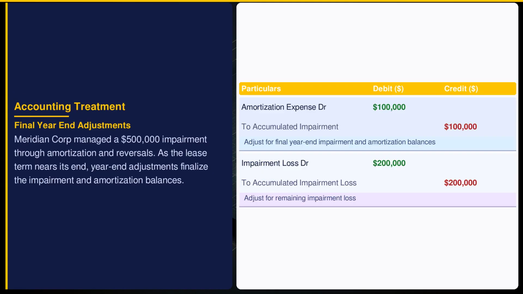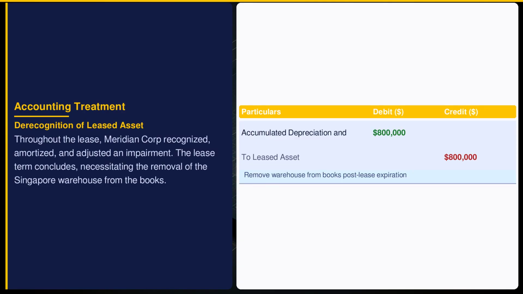Ensuring clean financial records at lease end, Meridian Corporation adjusts for any remaining impairment and amortization balances. This mirrors AASB 136's emphasis on accurate, up-to-date asset valuations. The final adjustment aligns reported asset values with true economic conditions, readying the books for any subsequent transactions or disclosures. With the lease ending, Meridian Corporation de-recognizes the warehouse asset, following AASB 136's procedure for asset removal.